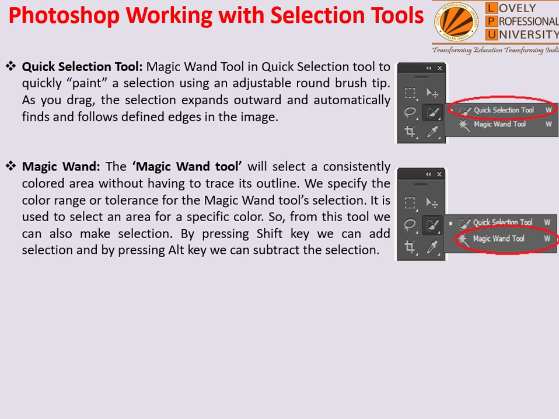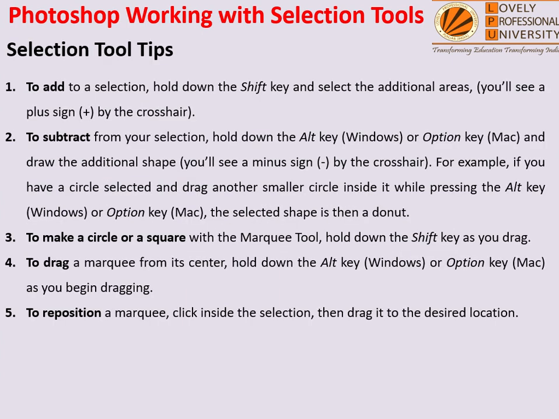But the Magic Wand is powerful. It automatically selects, and you can add and subtract the selection. So these are the different tips I want to give about the selection tool. Remember, if you want to add, the moment you activate any tool, you will see on the top icon how the selection appears for you.